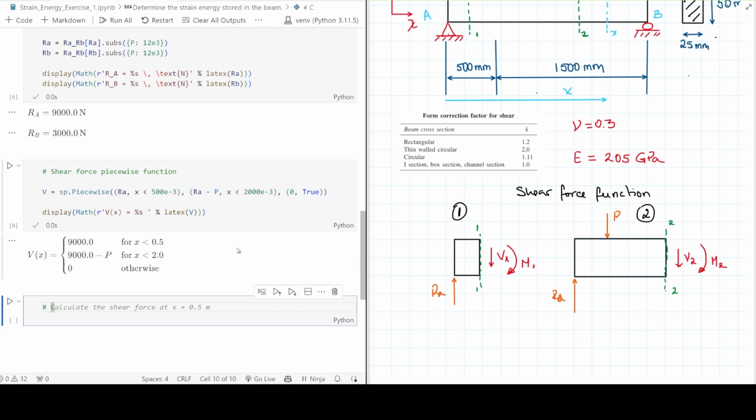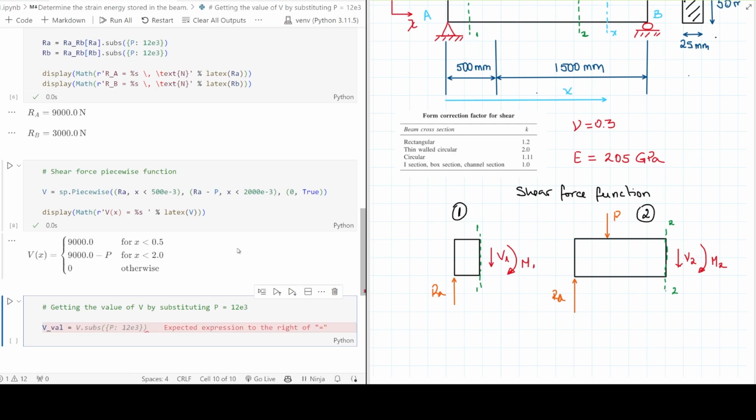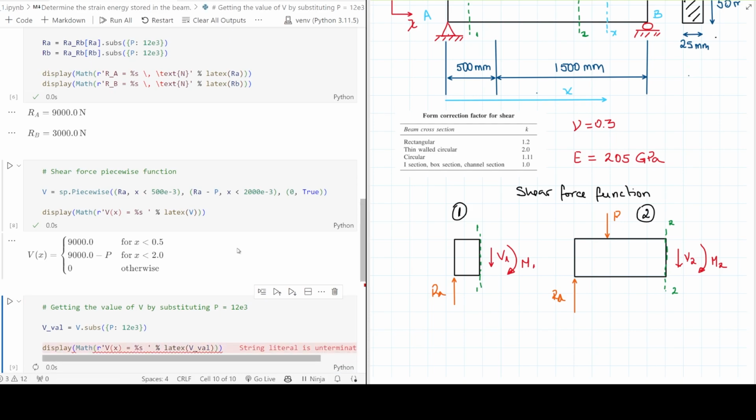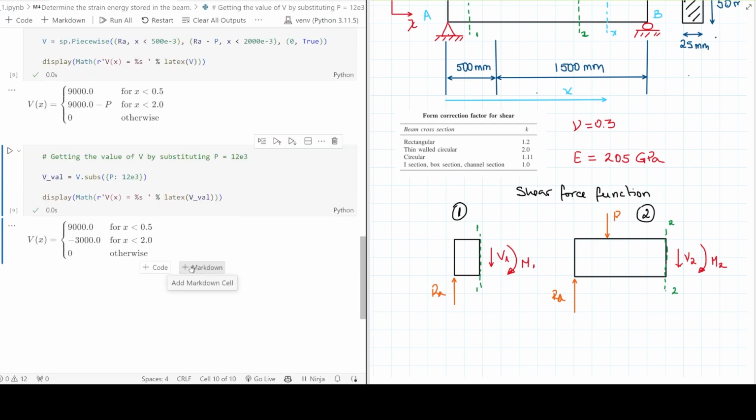It would be nice to plot this shear force diagram to see how it looks. Get the value of V by substituting P equal to 12D3. So that's going to be the V value, and I'm going to substitute this. That's correct. And let me show this V value here. Yes, I don't want to have these newtons here. We show this, and here it is. Perfect. Now let's plot this.